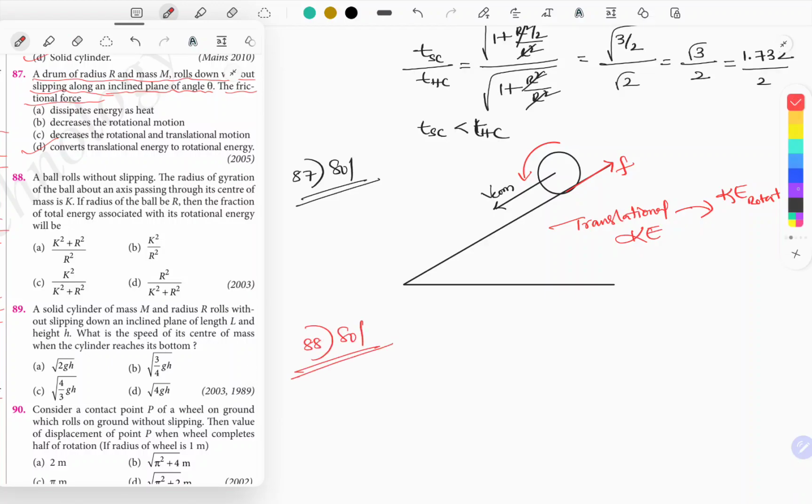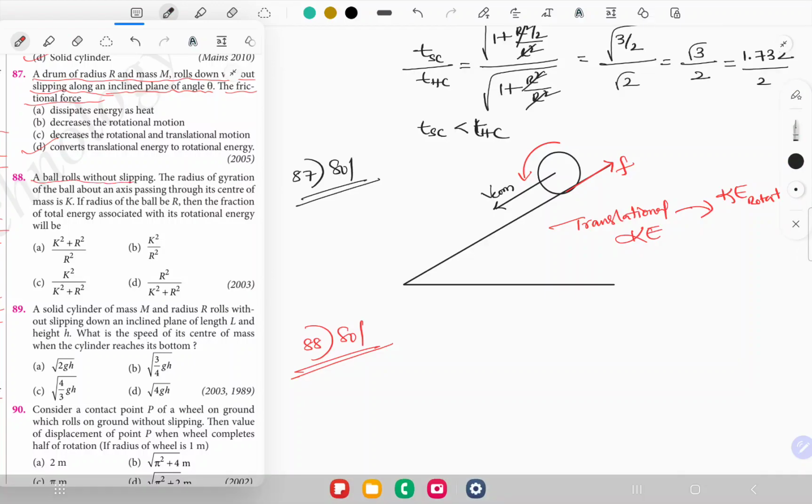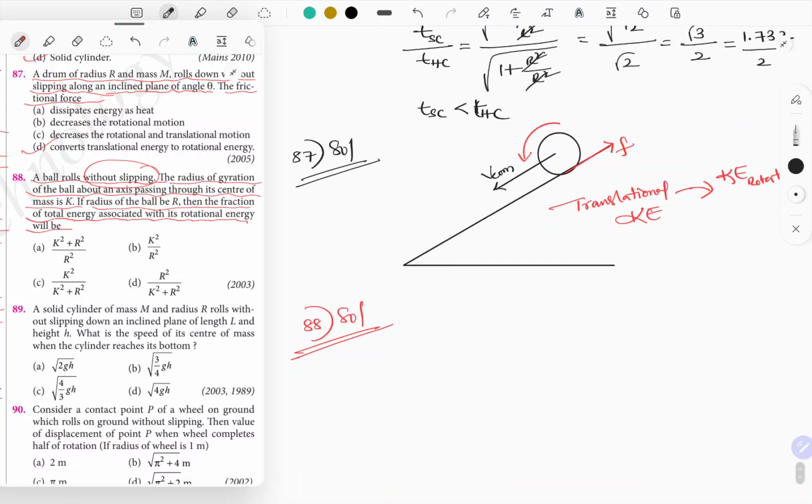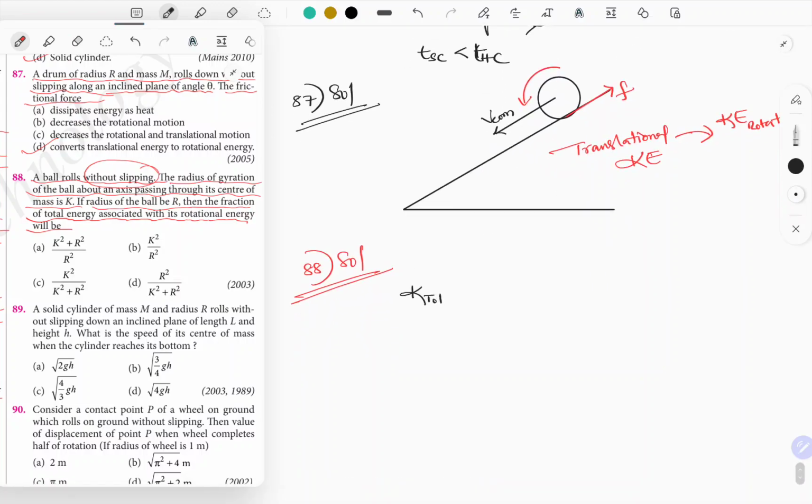Question number 88. A ball rolls without slipping. Without slipping is rolling. The radius of gyration of the ball about an axis passing through its center of mass is k. If the radius of the ball is r, what is the fractional total energy associated with the rotational kinetic energy? They are asking the fraction of total energy with rotational energy alone.